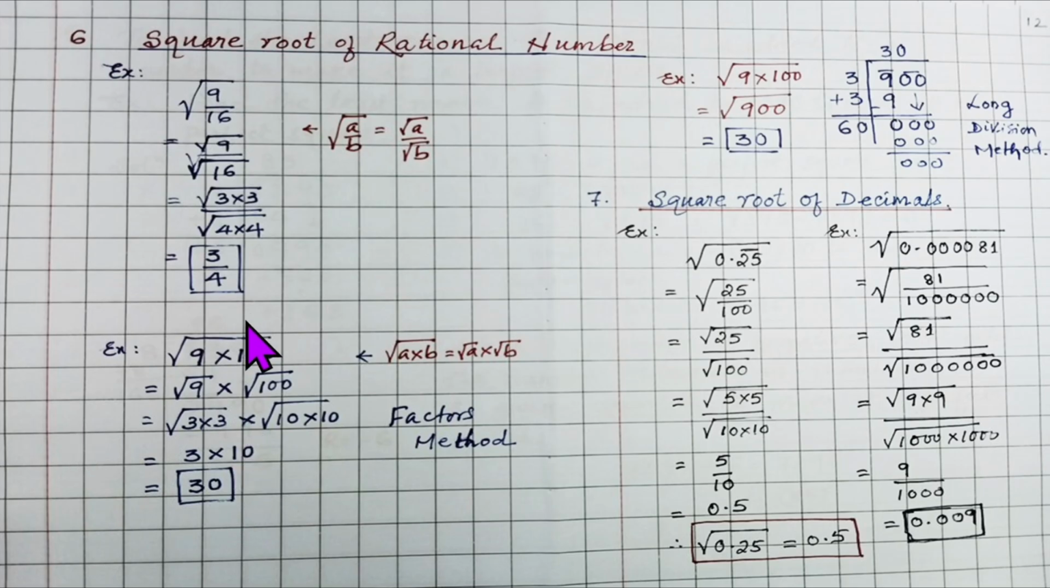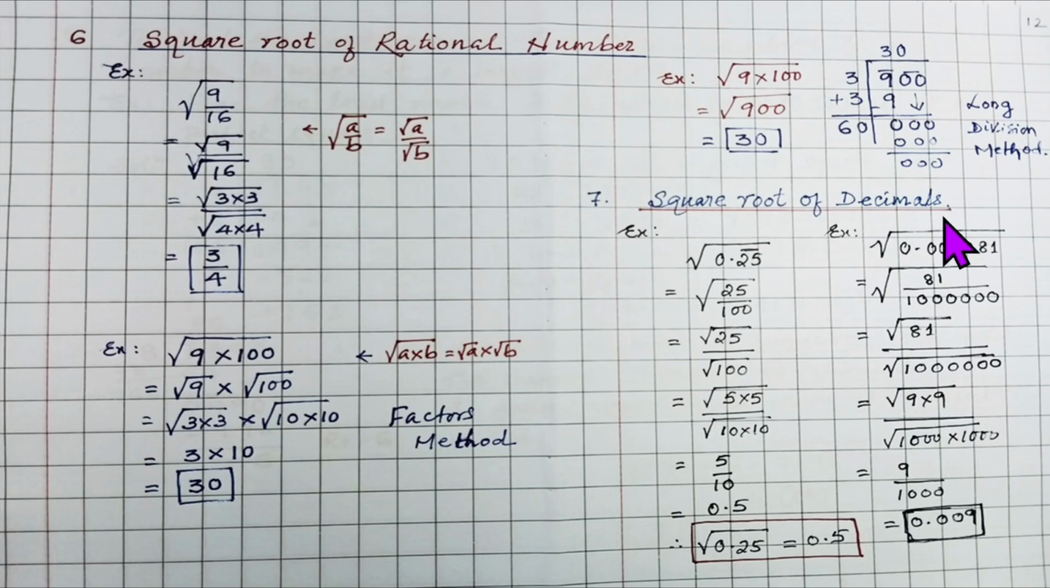We can also find this by long division method. Multiply 9 into 100 becomes 900. Then go by long division method. You find that 3 into, pair it first. 2 zeros is one pair, 9 is another pair. So choose a digit here. 3 into 3 becomes 9, 9 minus 9 is 0. Now add 3, you get 6. Then bring 2 zeros down. You see here 60 into 0 is 0, 0, 0. Therefore the square root of 900 is 30, and it is 100% correct.